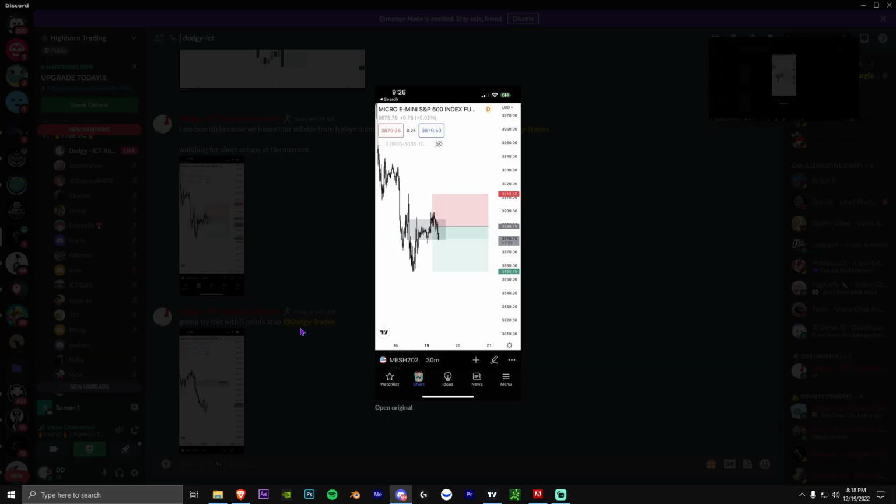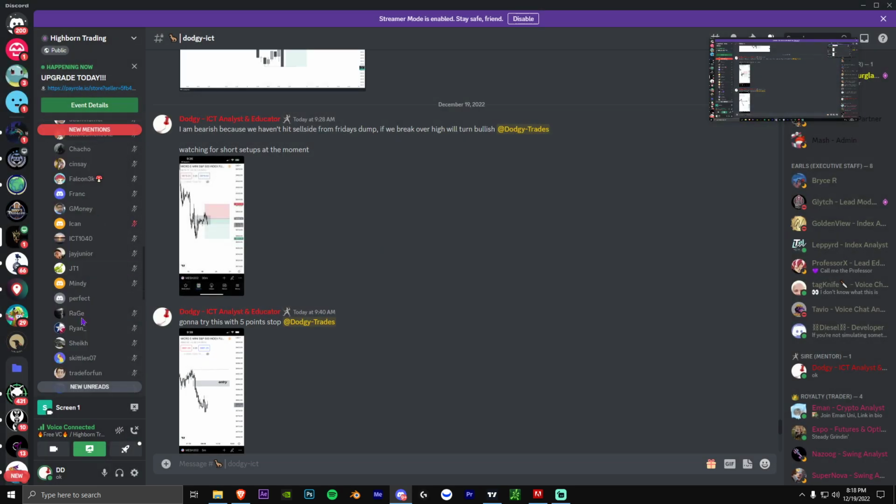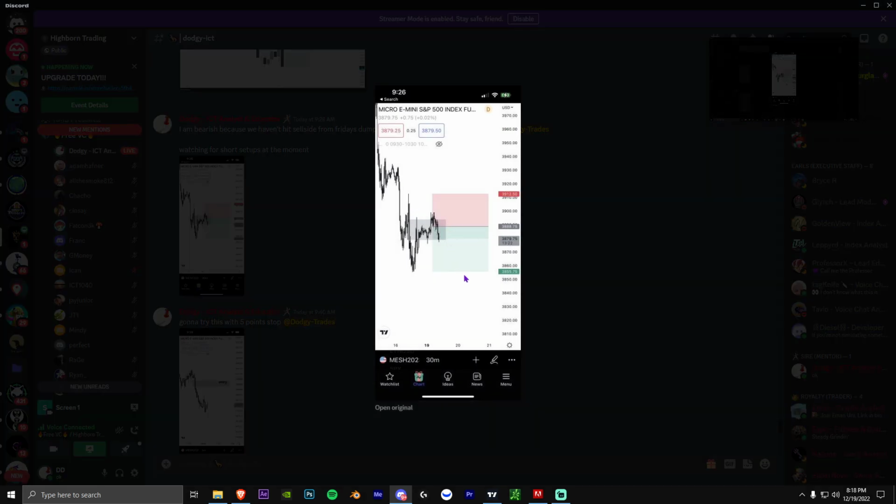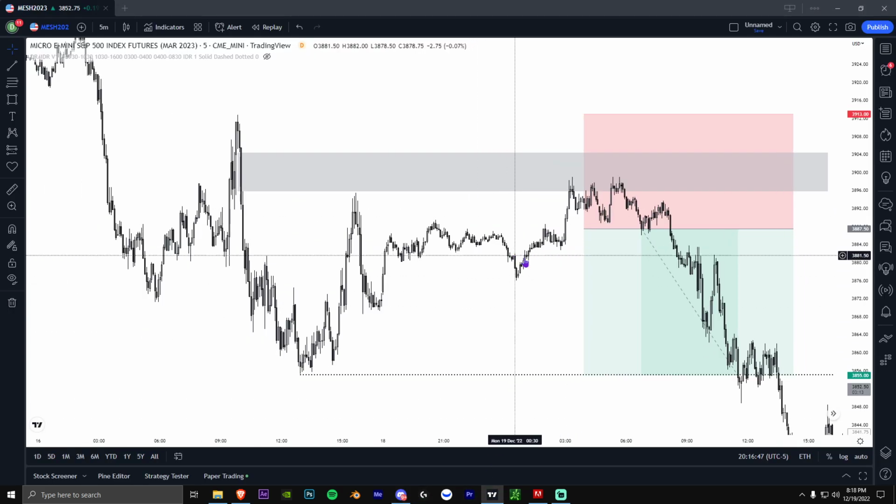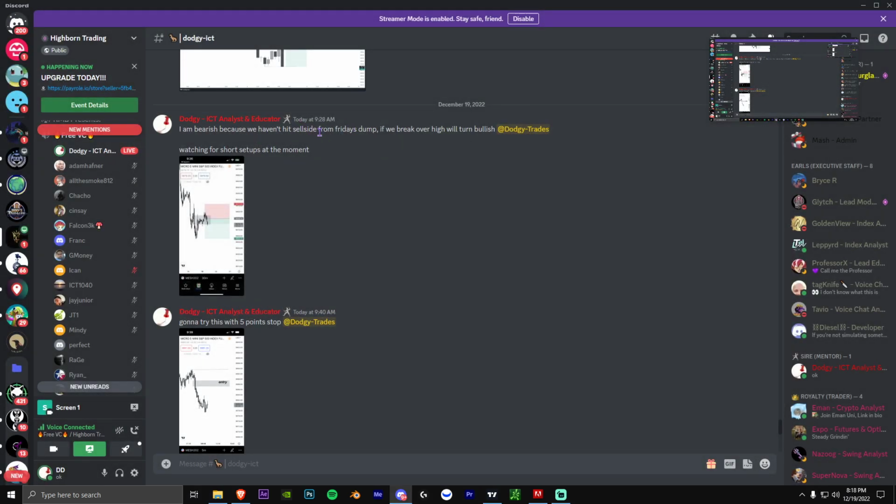So that's why I kind of said I was looking for re-entries for short setups. But you can clearly see I thought we were going to go down here, and it would be invalidated above this swing high. And what happens? Boom. This is not hindsight. I posted this at 9:30 a.m. before market open. I did not edit it. You can see it's not edited.